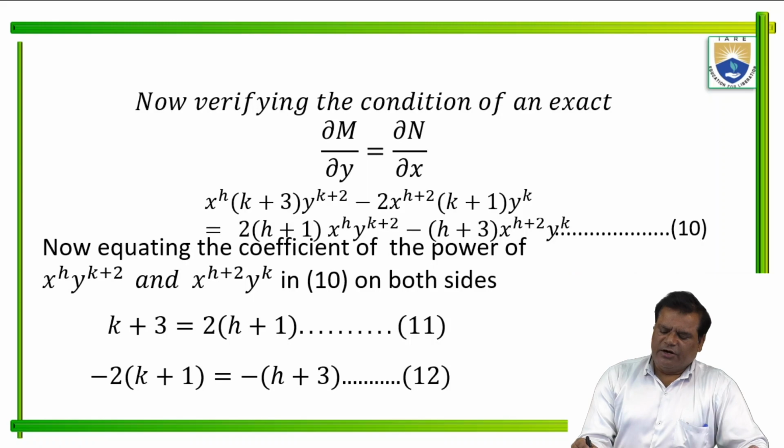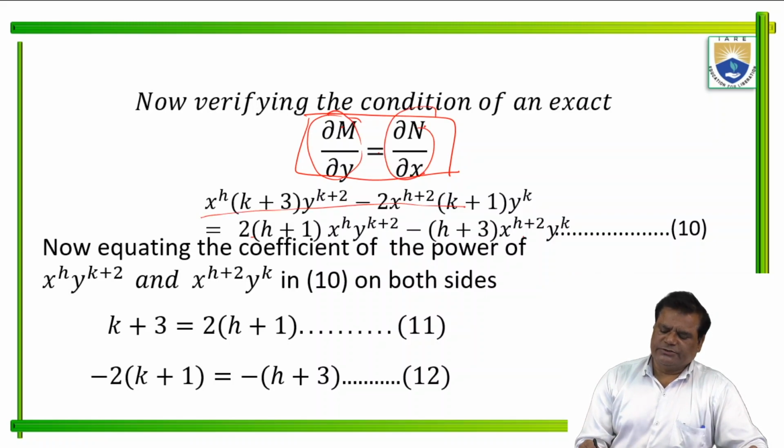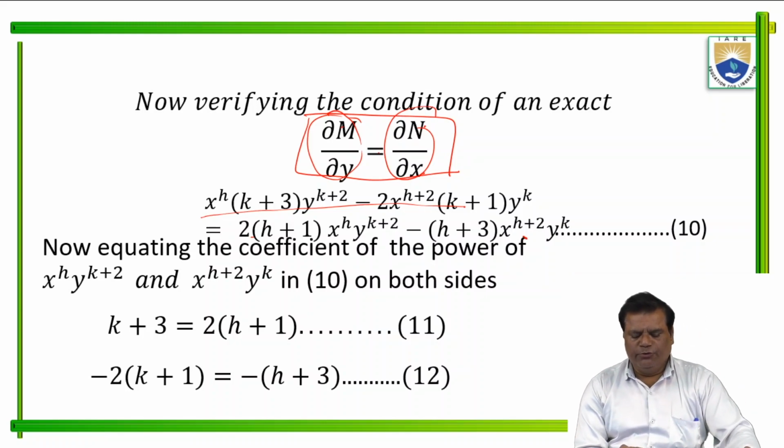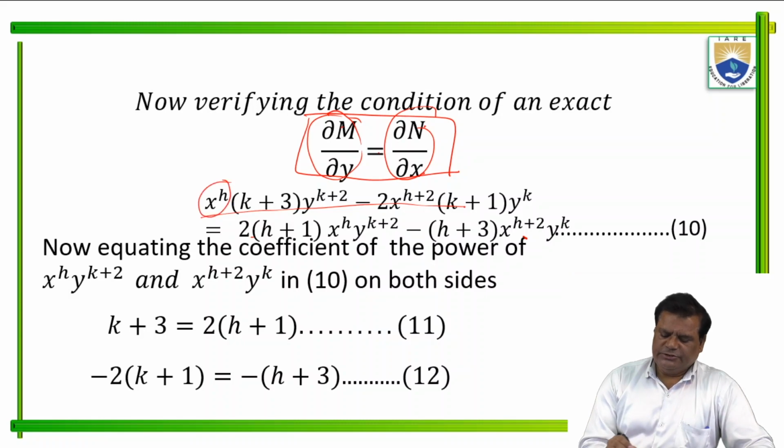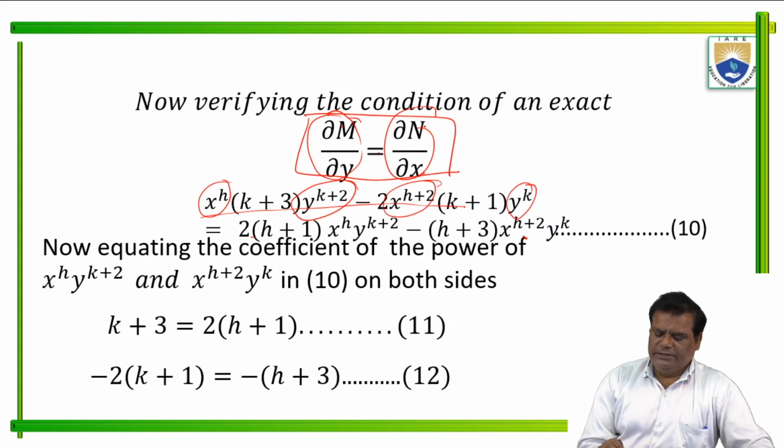Now verifying the condition of an exact equation. This is the condition of exactness: del M over del y must be equal to del N over del x. Then we multiply by a function, that is an integrating factor. So here, putting the value of del M over del y equal to del N over del x, we now equate the coefficients of the powers. In this term, the power is x to the power h and y to the power k plus 2, and in this term x to the power h plus 2 and y to the power k. The same powers are on the right hand side.